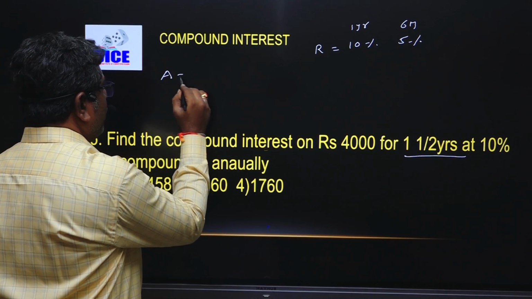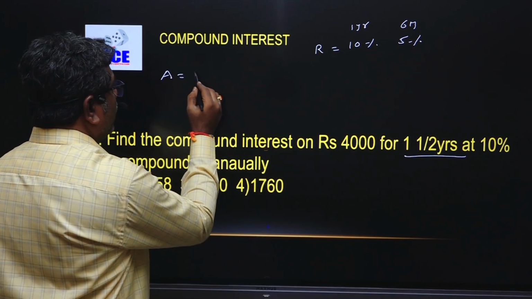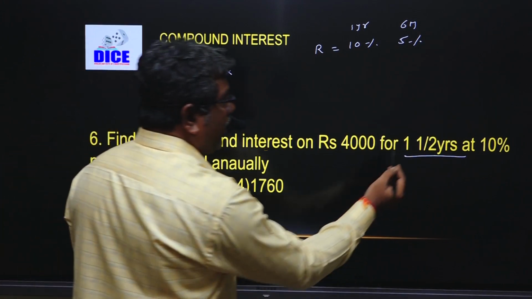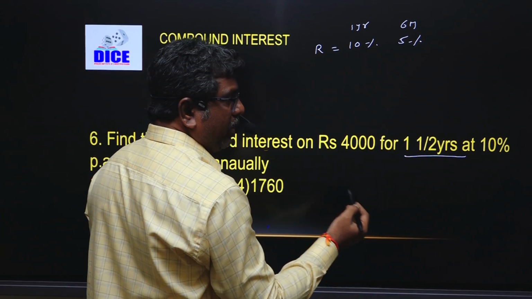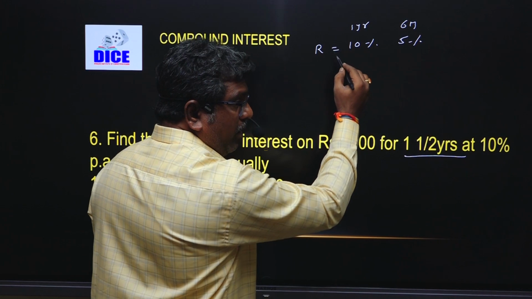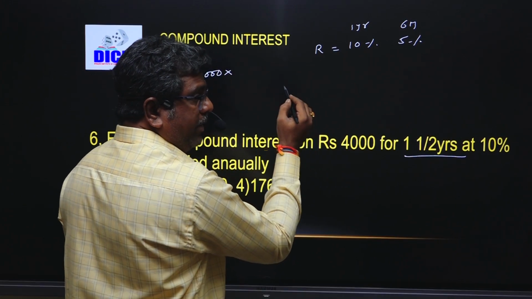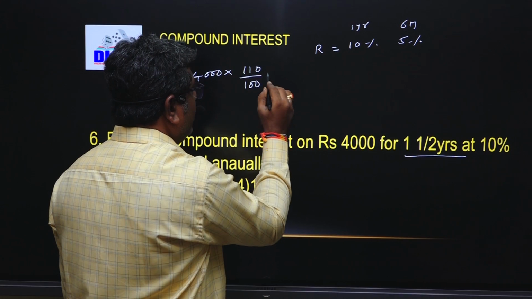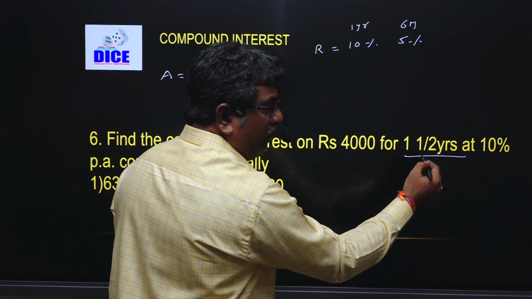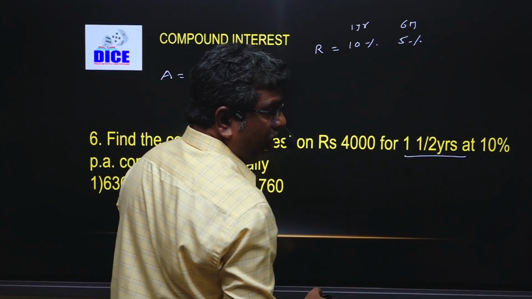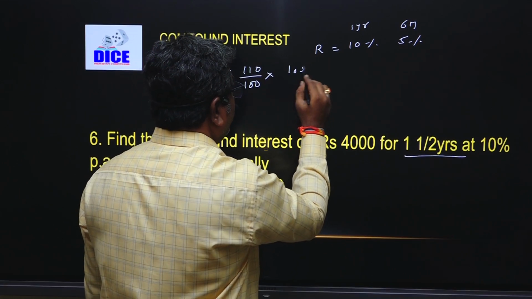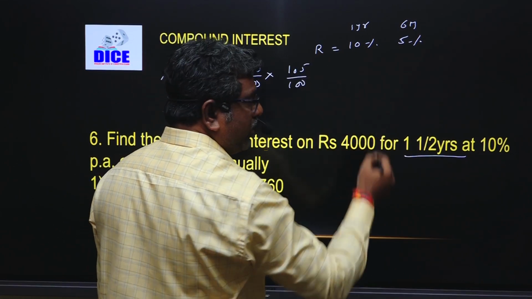Now see, I am writing the amount A is equal to, what is P? P is 4,000. 4,000 into, time is 1 year and a half year, 1.5 years. First, for 1 year, what is R? 10%. 100 plus 10, 110%. 110% means 110 by 100. 1 year is over. Next we have only half year. For half year, what is R? 5%. 100 plus 5, 105. 105 by 100. Over. Now you can solve it.